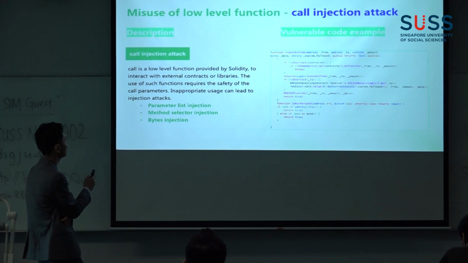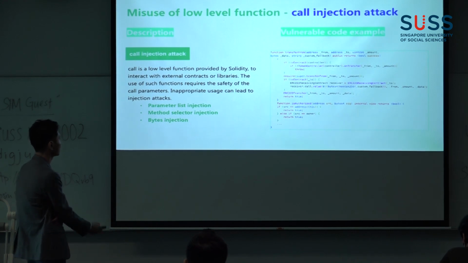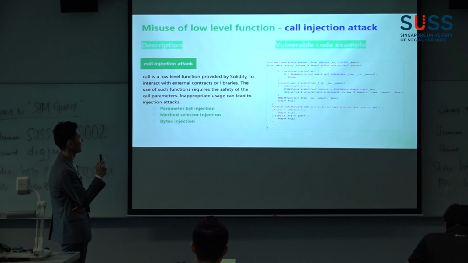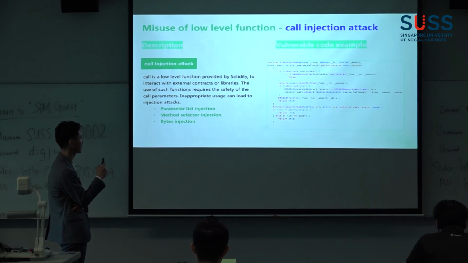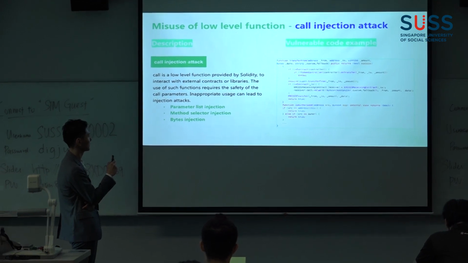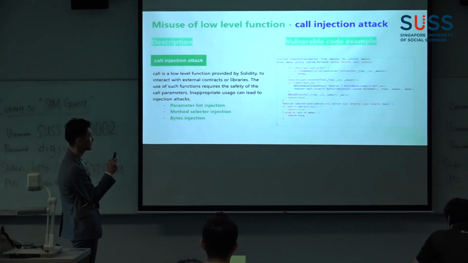To sum up, call is a low-level function provided by Solidity to interact with external contracts or libraries. The use of such functions requires safety of the call parameters. Never trust user inputs, as we say in traditional security. Inappropriate usage can lead to injection attacks. Based on what is being injected, there are three types of injection attacks: parameter list injection, method selector injection, and bytes injection.